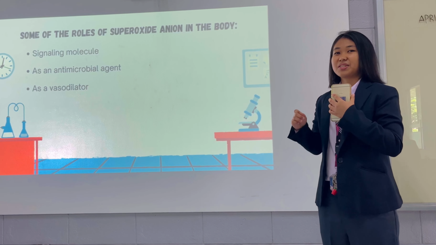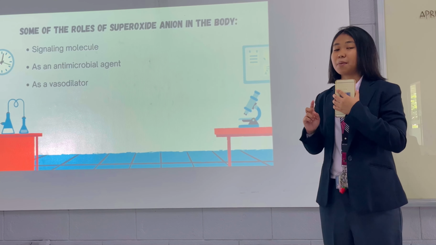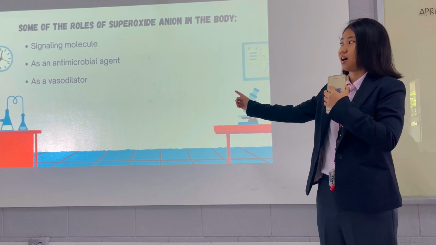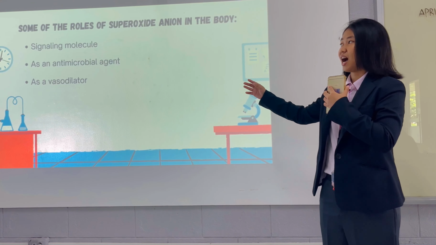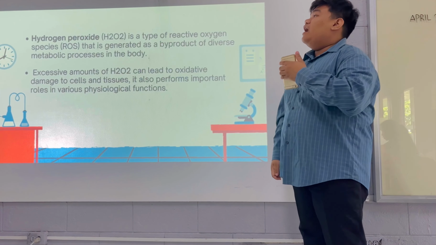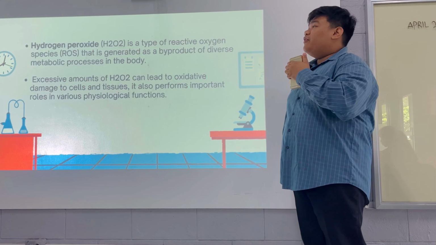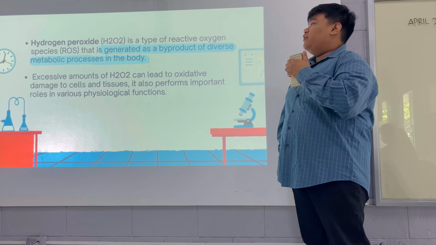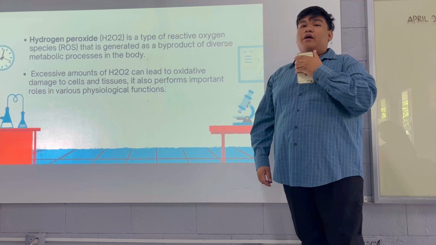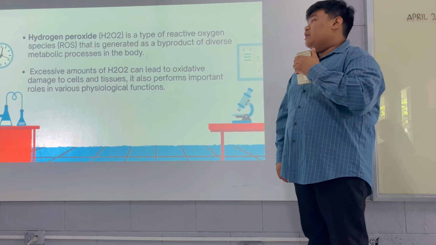The superoxide anion is also used to perform crucial physiological functions in our body. Since it is used in the metabolic processes in the mitochondria, it has roles in them. Some of the roles are as a signaling molecule, as an antimicrobial agent, or as a vasodilator. Another type of ROS is hydrogen peroxide, or H2O2. It is generated as a byproduct of diverse metabolic pathways in our body.